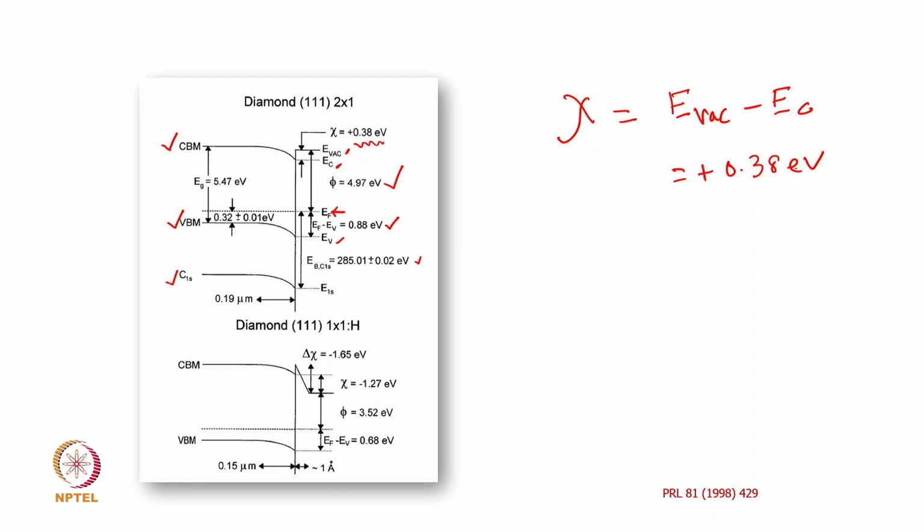Now, we put hydrogen. As I mentioned, it has been shown experimentally that as soon as it is exposed to hydrogen plasma, it becomes a negative electron affinity surface. Now you can see that this is the conduction band level, and this is the vacuum level, and now the chi value becomes negative, which is minus 1.27 electron volt.